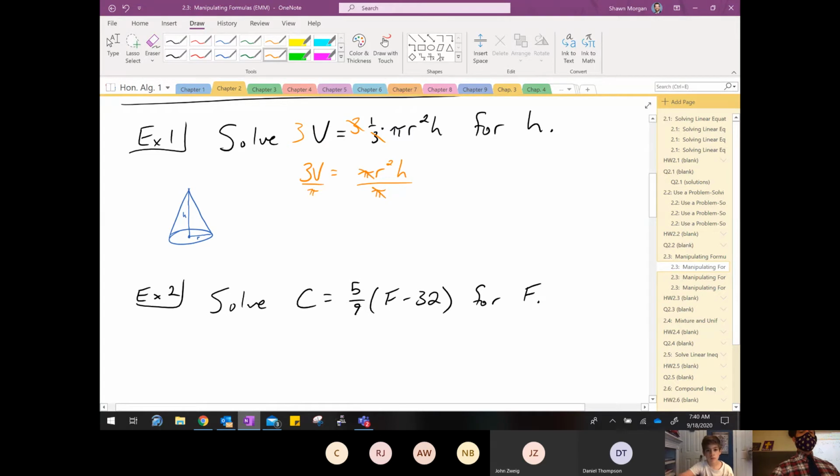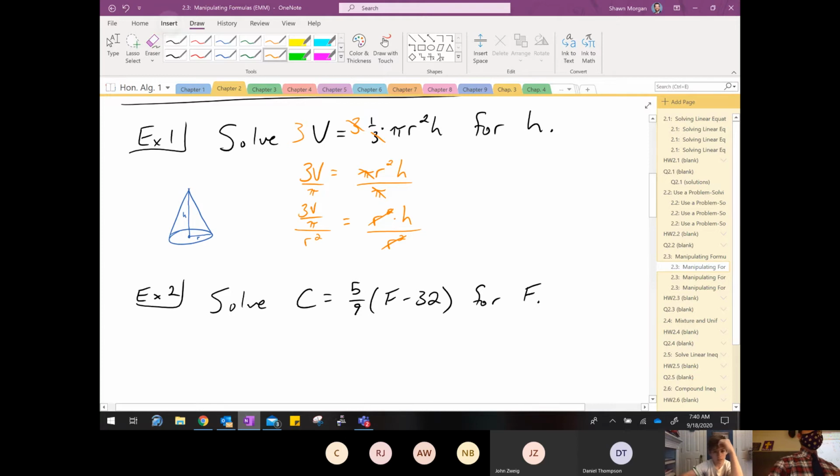Okay. Now I'm on the right hand side. I've got r squared times h, and over here I just got 3v over pi. Nothing simplifies out over there on the left side, and that's okay. I'll just leave it as 3v over pi. All right, Monty, what's my last step to get h by itself? I got to divide one more thing. Divide both sides by r squared.